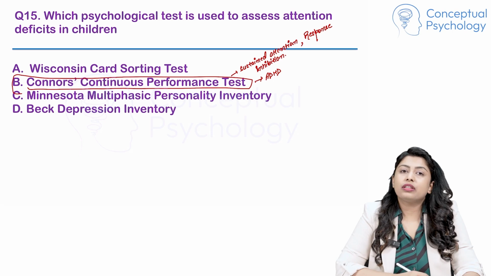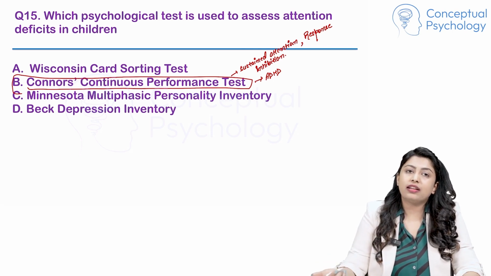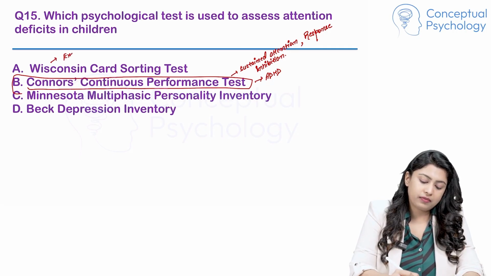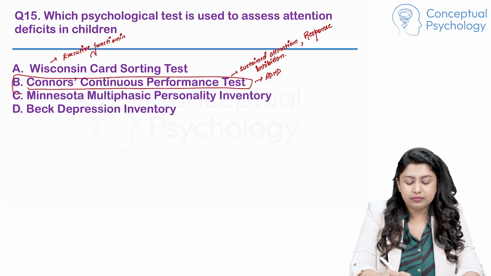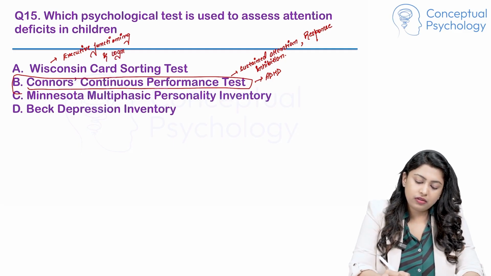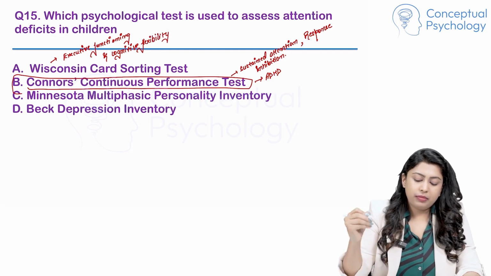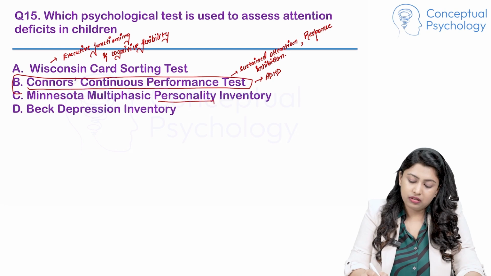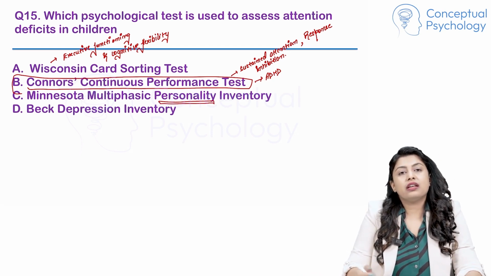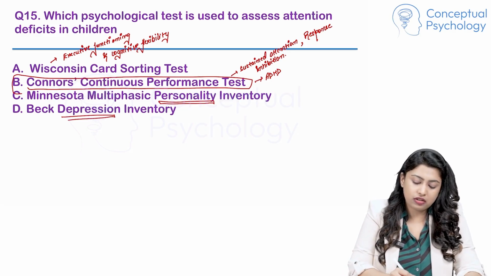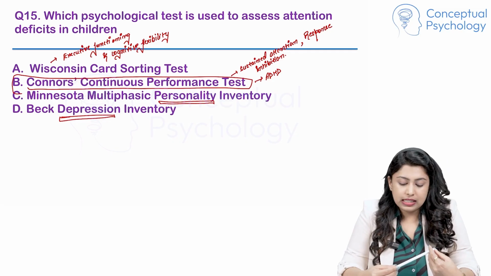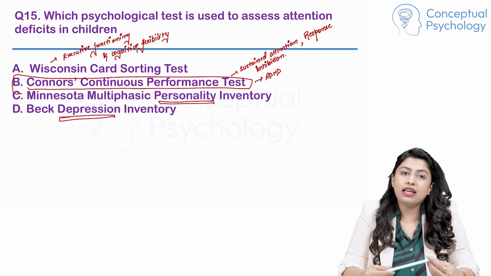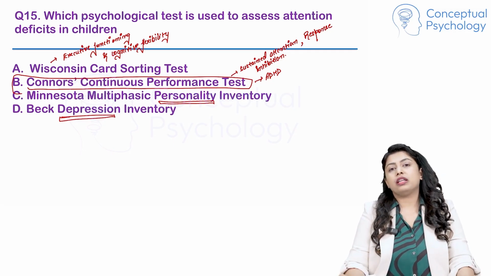Now, the Wisconsin Card Sorting Test assesses executive functioning and cognitive flexibility. The Minnesota Multiphasic Personality Inventory, as the name suggests, is an adult personality assessment tool. And the Beck Depression Inventory assesses depressive symptoms, not attention. Okay, so the Conners' CPT is the gold standard computerized test for objectively measuring attention and response inhibition in children.